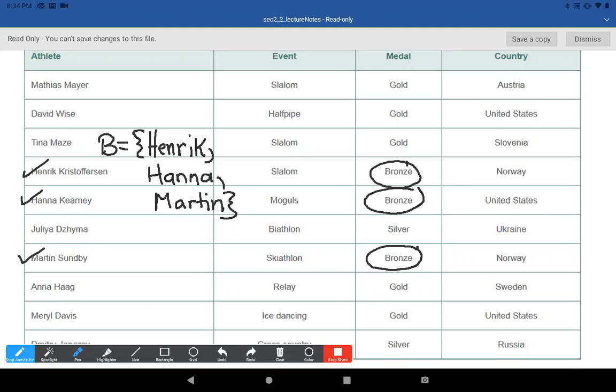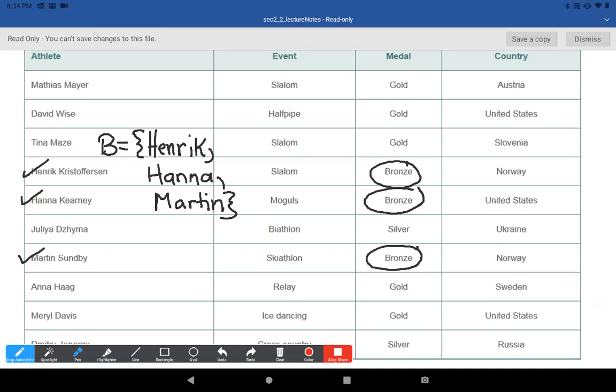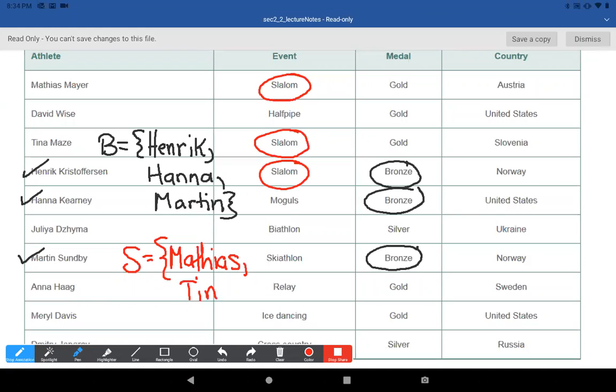Now let's look at the group S, right? Who is S? S are the athletes who competed in the event called slalom. Slalom. That is Matthias, Tina, and Heinrich.